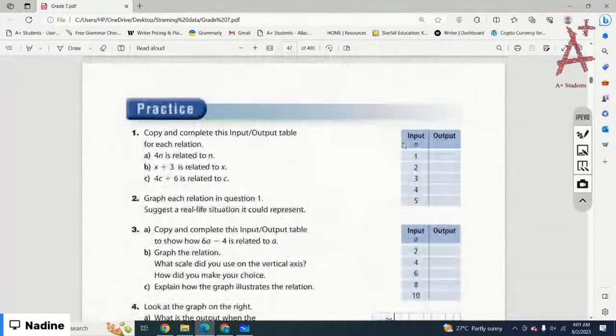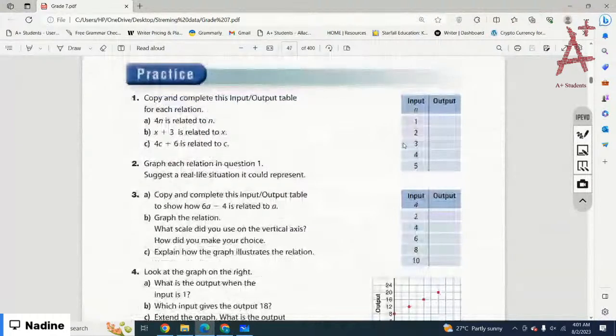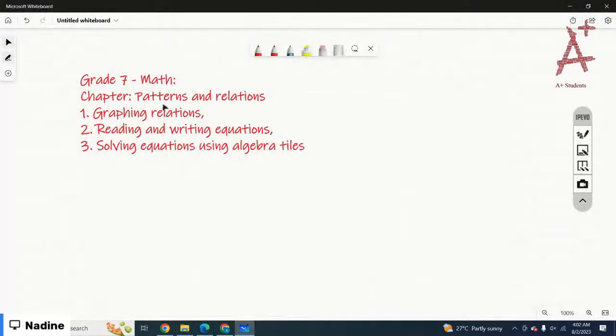Okay, so here are the practice questions. Copy and complete the input output table for each relation. You are given the relations 4n is related to n, x plus 3 is related to x, and 4c plus 6. So let's just start with the first one, 4n. You have to see the different values of n from here, 1, 2, 3, 4, 5, and calculate the 4n, right?